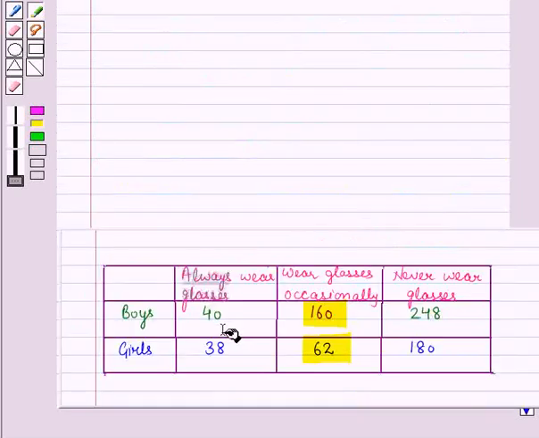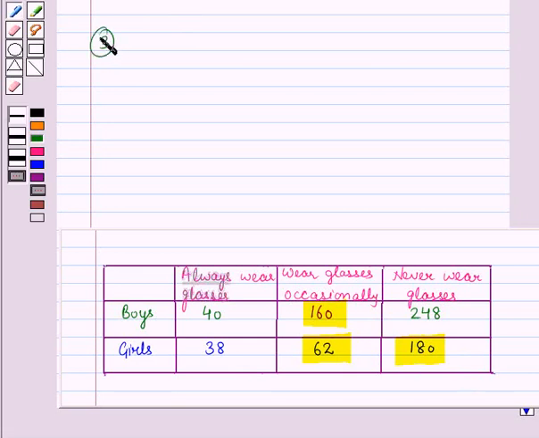Now in the next part, we have to find how many girls never wear glasses. Now to find how many girls never wear glasses, see the second row showing girls and the corresponding column of never wearing glasses. Here, the frequency is 180. So, the number of girls never wearing glasses is equal to 180.